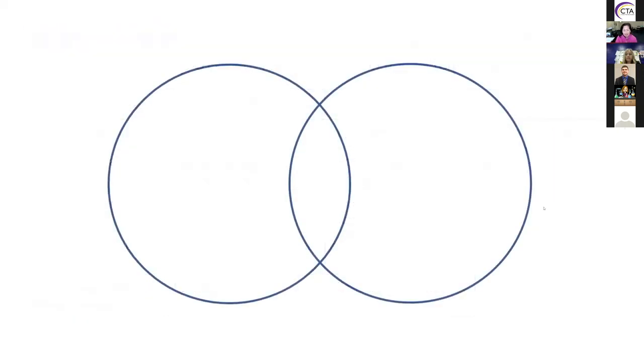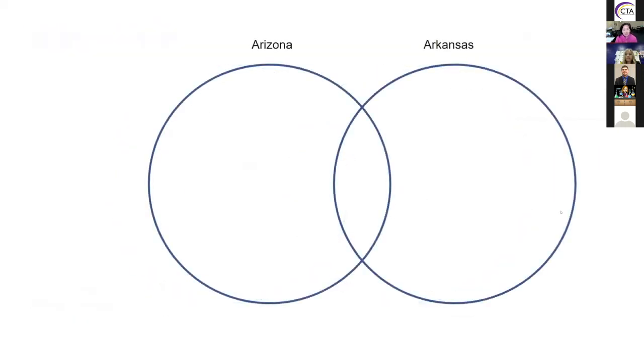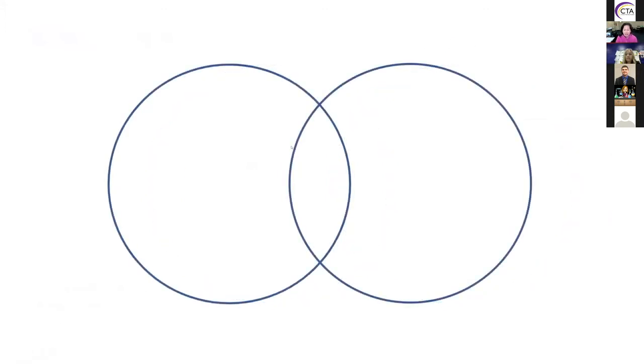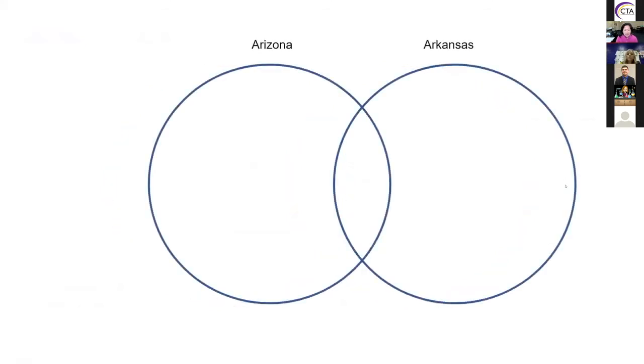Next. All right, what I want to share with you, oh wait, slow down, please. What I want to share with you is just a regular Venn diagram. Next, please. Let's say in this Venn diagram, you're asking them to compare Arizona and Arkansas. Normally in a Venn diagram, when you're just comparing, you're putting things about Arizona, things about Arkansas, and then you have something in the middle. And that's where they're similar.